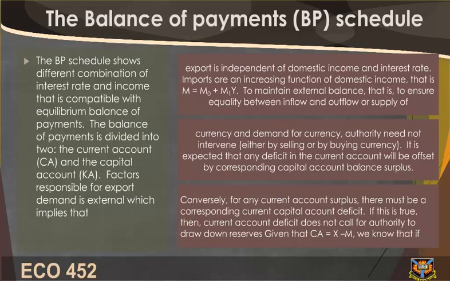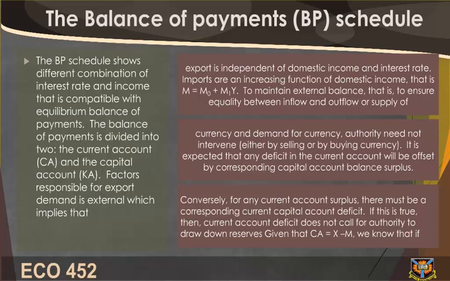The balance of payment BP schedule. The BP schedule shows different combinations of interest rate and income that are compatible with equilibrium balance of payments. The balance of payments is divided into two, the current account CA and the capital account KA. Factors responsible for export demand are external, which implies that export is independent of domestic income and interest rate. Imports are an increasing function of domestic income, that is, M is equal to M0 plus M1Y.